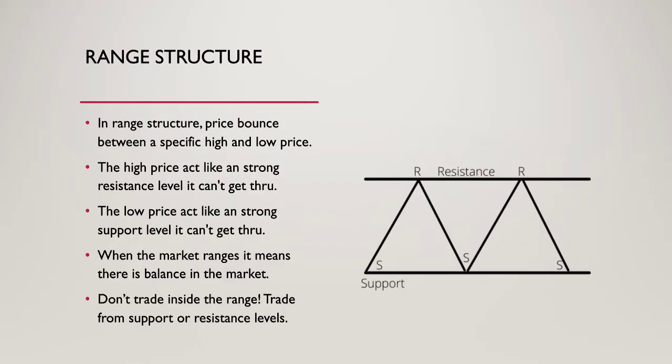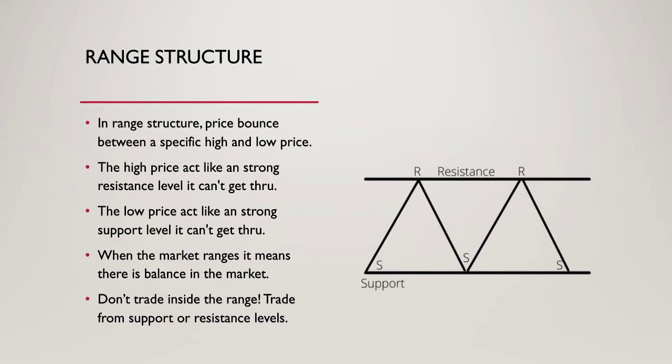Then we have the range structure. In the range structure, price bounces between a specific high and low price, right? As you can see here, this is the high, this is the low, and it just bounces between. The high price acts like a strong resistance it can't go through. It has tried 2 times and failed. Same with the support, 3 times failed. So when it ranges, it just tells us that the market is balanced.